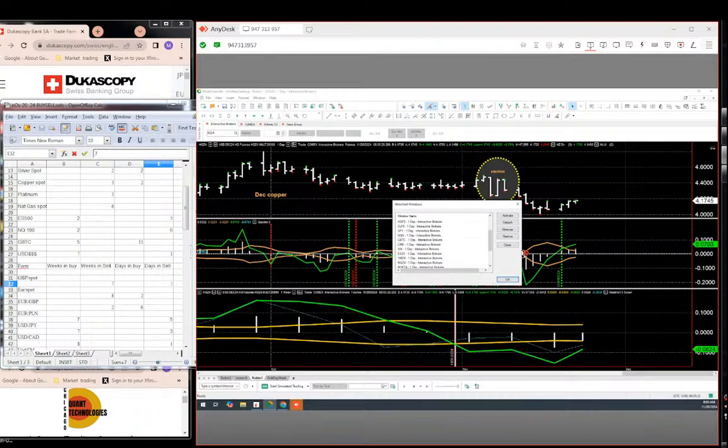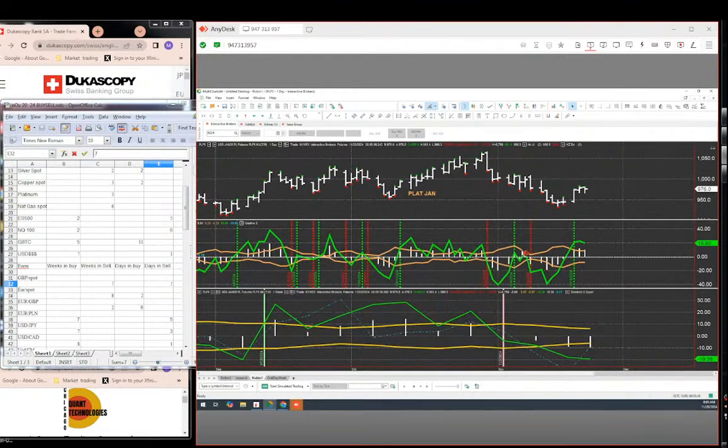Okay, last metal we'll look at will be platinum. You can see we had that green and red again right there. You see the strength trying to kick up. And let's see, what else can we say? It's just in a 4-week sell too.